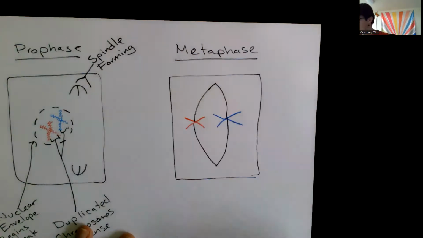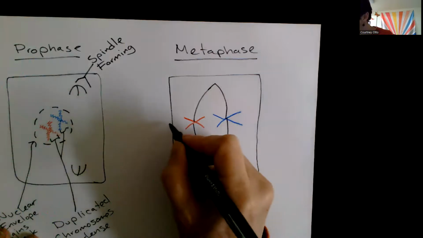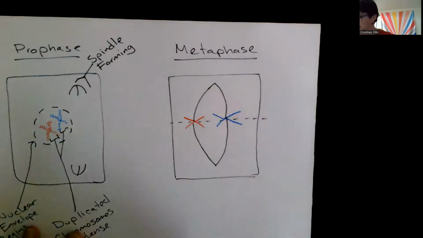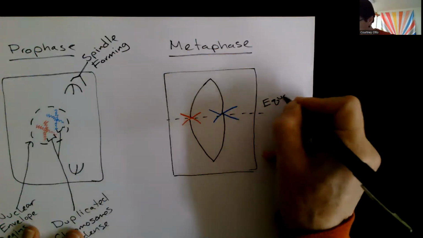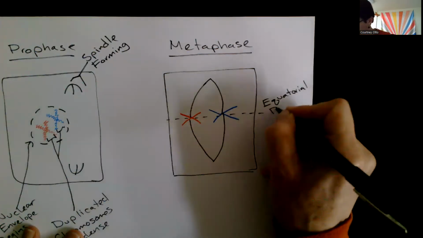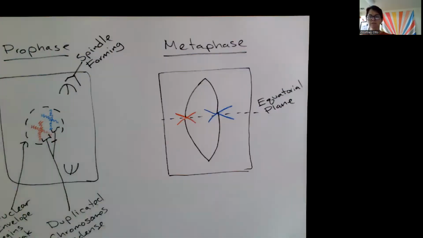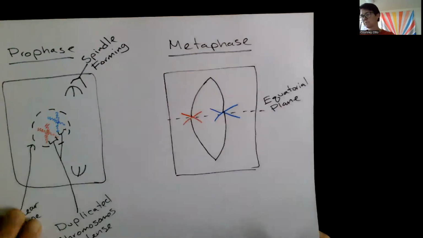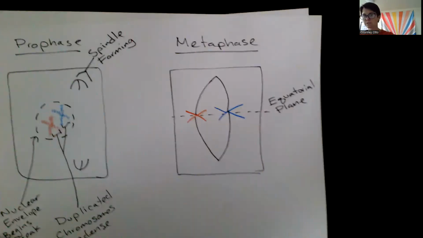So that's still the spindle right there, right? It's attached to those duplicated chromosomes and it's literally moved them into position. And this little sort of imaginary line where they all line up, we call the equatorial plane. And you can think of the equator, right? The equator runs through the middle of the Earth. This equatorial plane runs through the middle of the cell, and it's where those duplicated chromosomes line up during metaphase. Well, metaphase is going to set the stage for our next stage of mitosis, and that's anaphase.